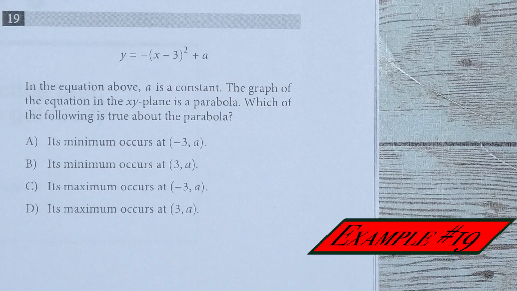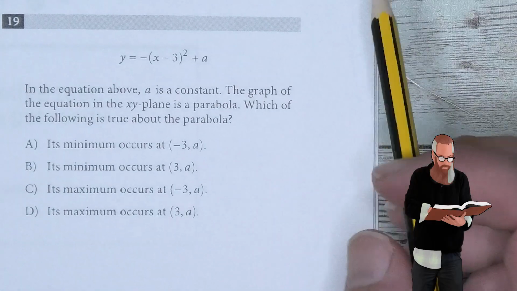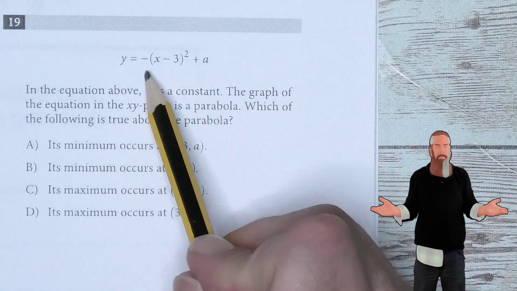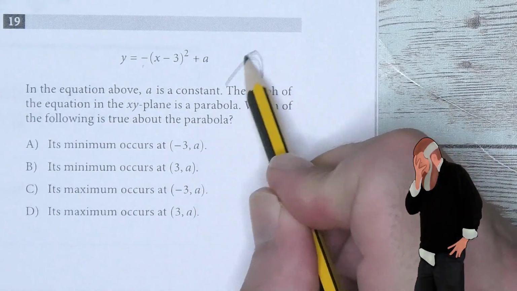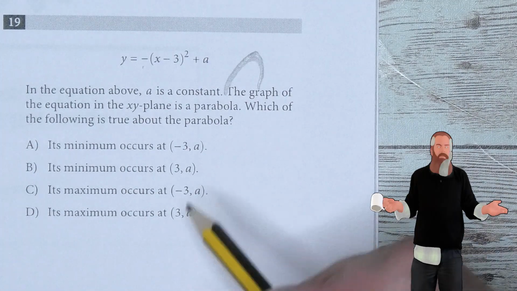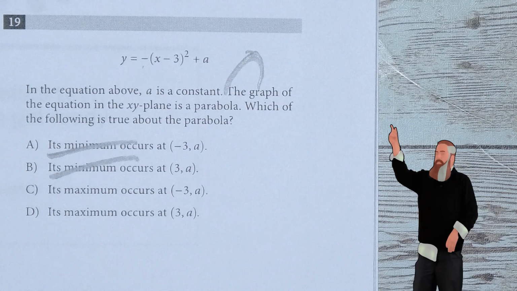In the equation above, A is constant. The graph of the equation in the xy plane is a parabola. Which of the following is true about the parabola? So just starting out, I see that we're talking about whether it's a minimum or a maximum. Now, this has a negative sign. What this means is I have a frowny face as my parabola. So we're going to be talking about a maximum that occurs. So we get to eliminate A and B as an answer.